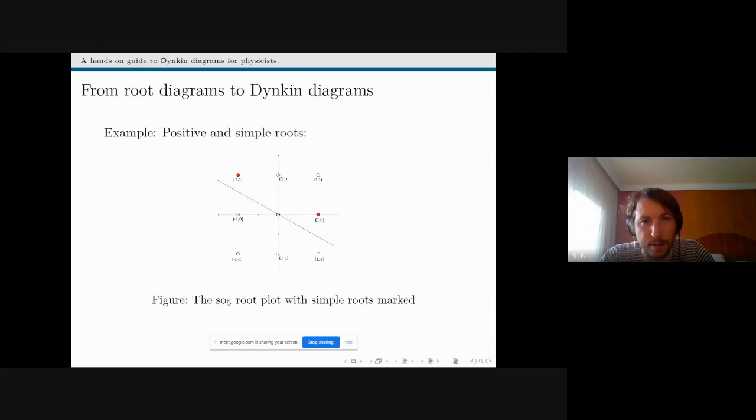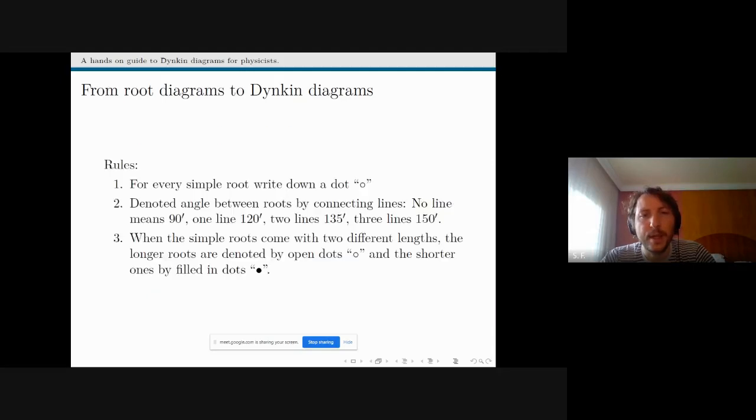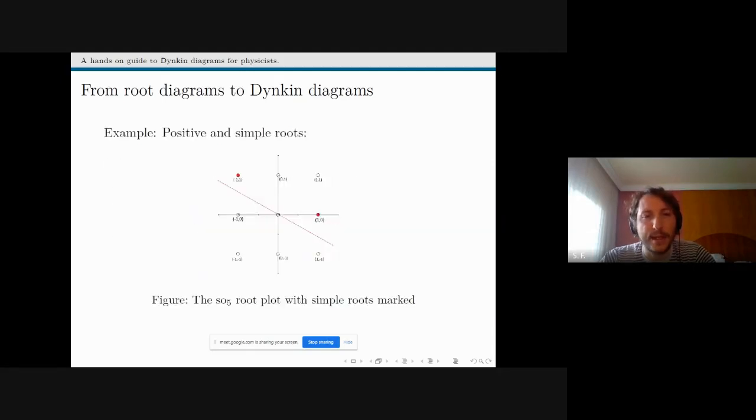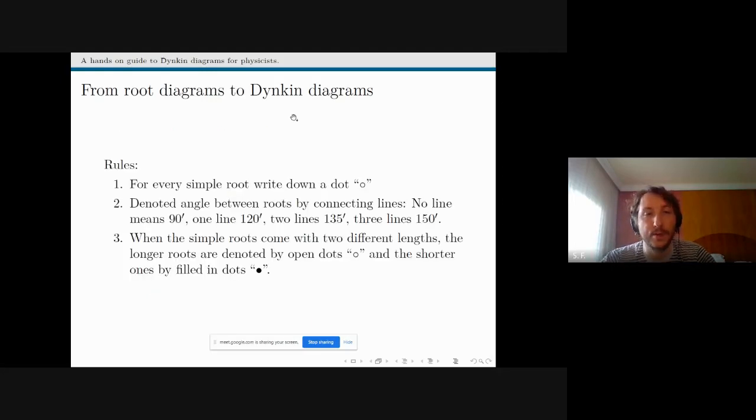Okay, so Dynkin came along and he worked out a way of encapsulating this information about the angles and lengths between the simple roots in terms of what we now call Dynkin diagrams. And these are rules that work for any rank Lie algebra. So even for higher rank Lie algebras, you have these rules that are imposed by the geometry of what you're constructing. So the rules are the following.